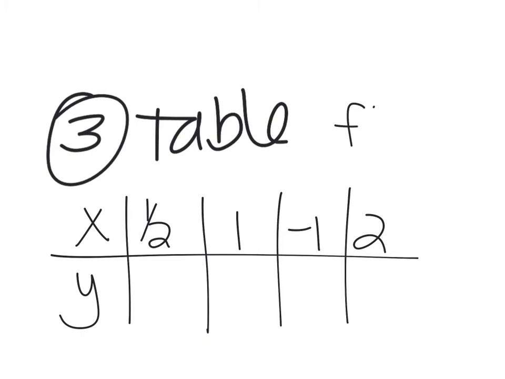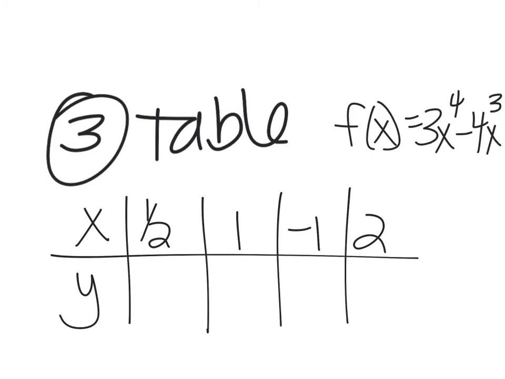So remember, our function was 3x to the 4th minus 4x to the 3rd. So on your calculator, you're taking 3 times 1/2 to the 4th power, always substituting in parentheses. So if you type all of these values in, for 1/2, your y value or your output would be -0.3. For 1, it would be -1. For -1, it would be +7. And for 2, it would be +16.